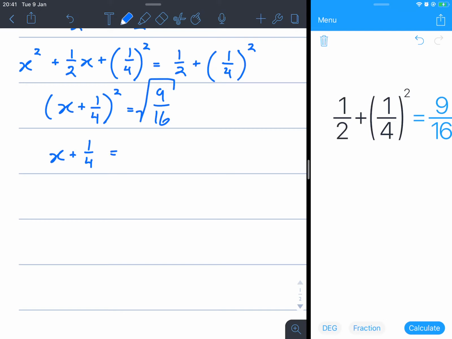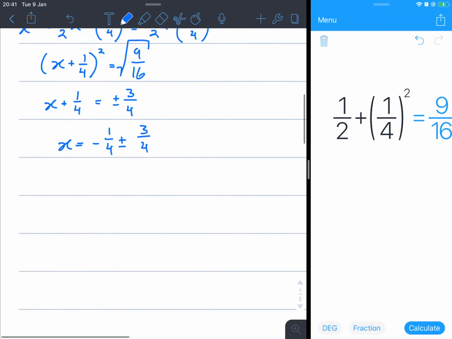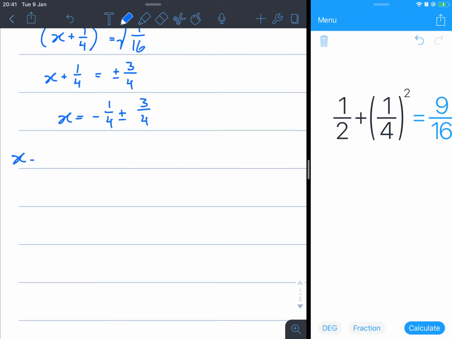Square root of 9 is 3. Square root of 16 is 4, so 3/4, and it's always positive or negative. It's going to be x equals negative 1/4, moving this on, plus or minus 3/4. Let's solve this one. X equals, they both have the same denominator, so we can just think of this as -1 plus 3 is 2. 2/4 is 1/2.